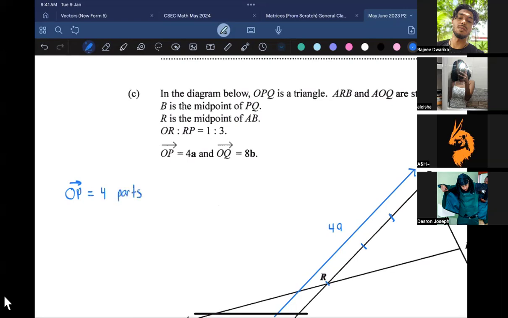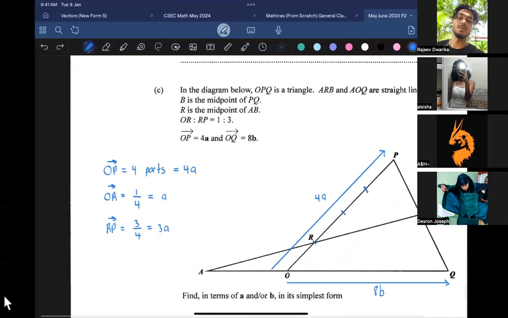Out of those 4 parts, O to R is 1 out of the 4 parts, and R to P would be 3/4. So 3 out of the 4 parts, right? And we know that O to P is 4A. So if O to P is 4A, then 1 out of the 4A would just be A. And for R to P, 3 out of the 4 A's would just be 3A. And when you add them back, you get back to 4A. That's one way you could have looked at it from that perspective.